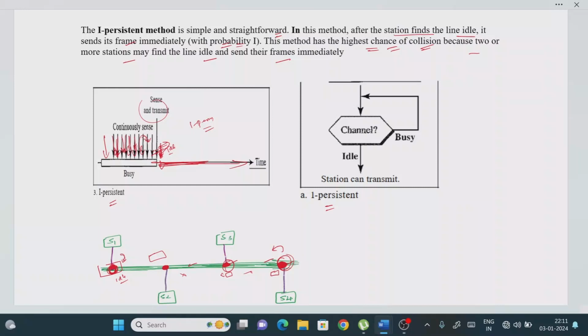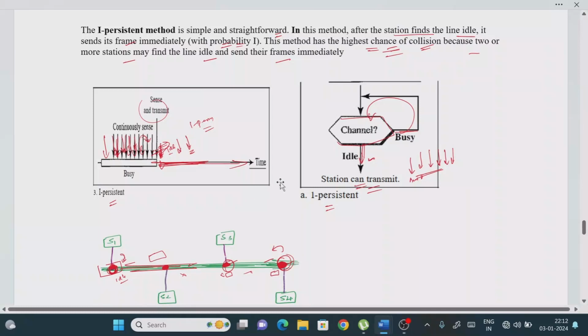Now we will see the flow chart. First it is going to check the channel, right? If it is idle, whenever it finds the channel idle, it is going to send the frame. If it is busy, again it checks the channel. The next second it checks the channel; if it is busy, again busy, it continuously checks so that whenever it becomes idle, it sends the frame. That is what we call the one-persistent method. So remember there will be the highest chance of collision. So we are going to add some extra mechanism.